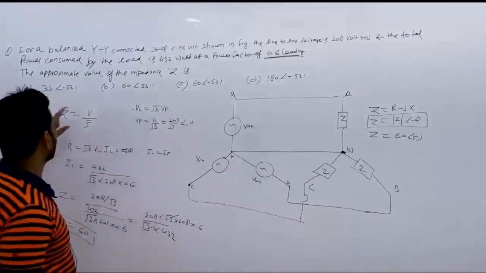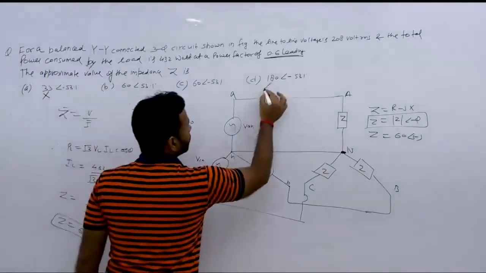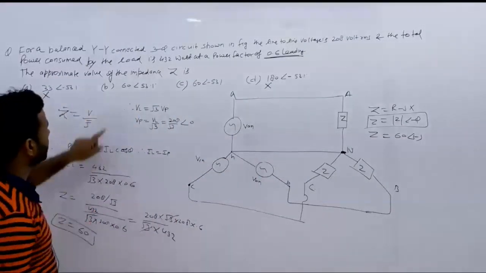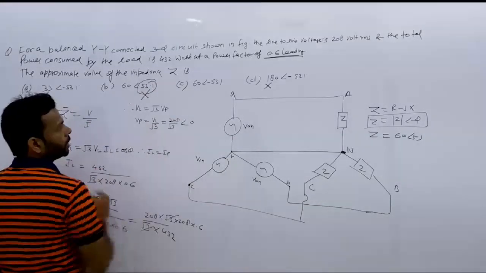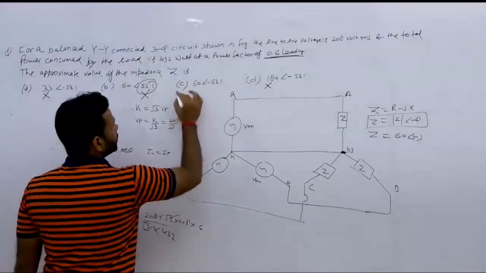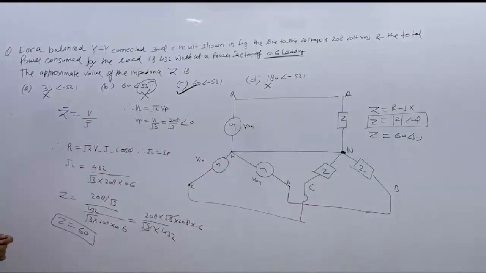So let's check your options. Option A is wrong just because of magnitude. In option B, the angle is positive, so that is wrong. So the only remaining option is C. So for this question, we have option C.